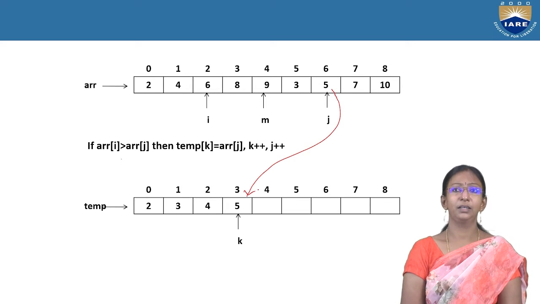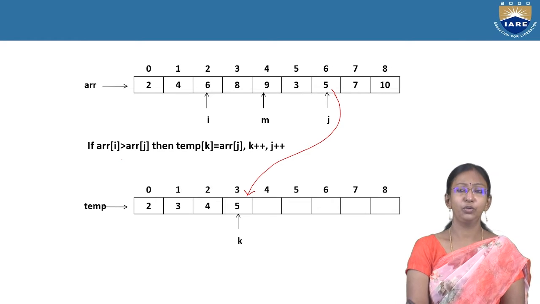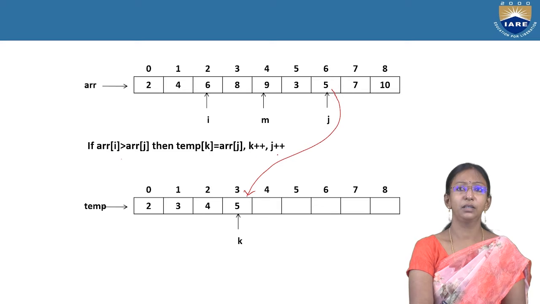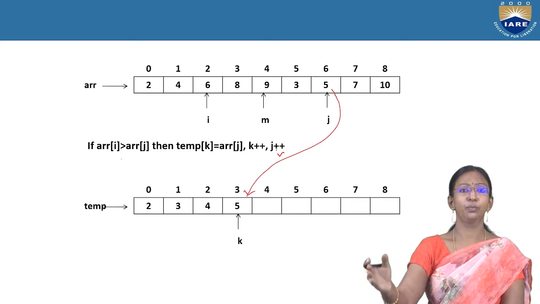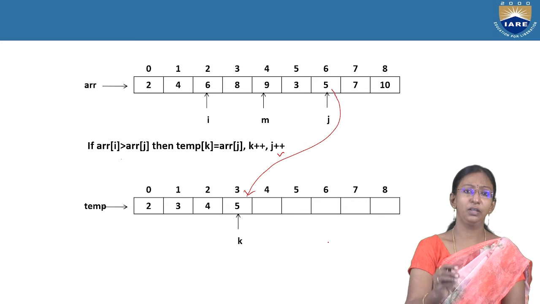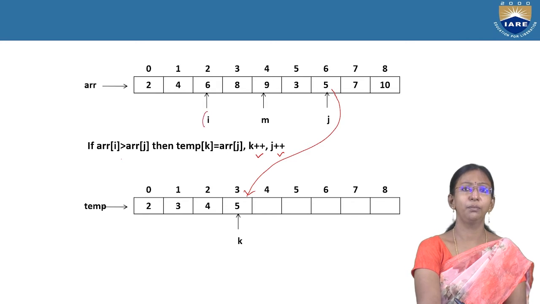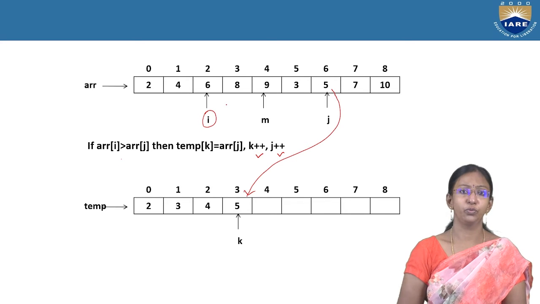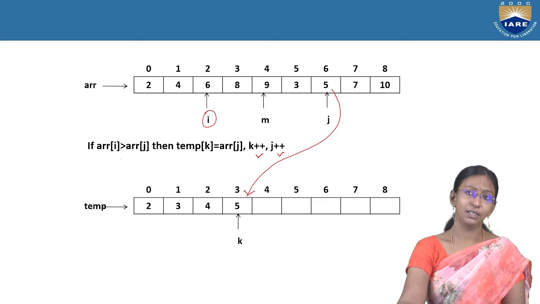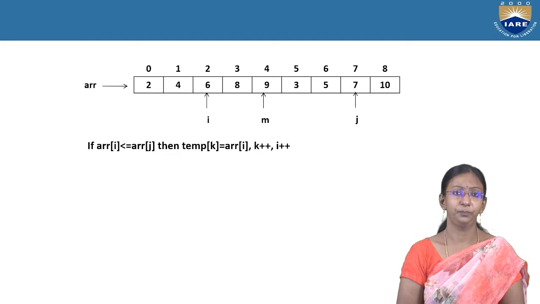Now as the element pointed by j is used, I'm going to increment j, so that it is going to point to the next element, and the location to which k is pointing is filled, occupied, so that is incremented as well. Do not touch i, because the element pointed by i is not yet used. Right? So now the current scenario will be like this.